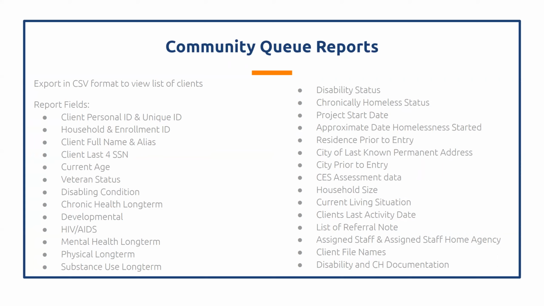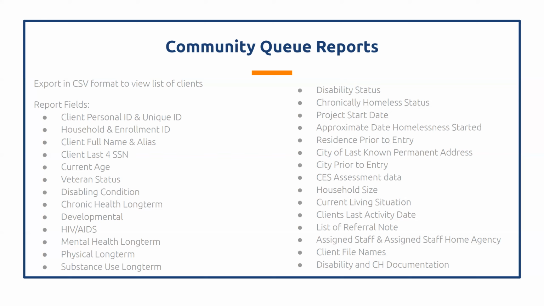So on this slide, you can see that some of the reporting fields include personal ID, household ID, other fields from their profile information, like their social security number, age, veteran status, as well as information from their enrollment in CES programs and assessment information. So fields like project start dates, approximate date homelessness started, residence prior to entry, information on household demographics and household size, as well as their current living situation.